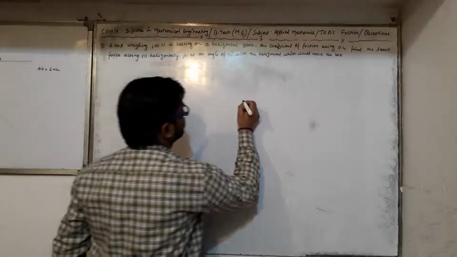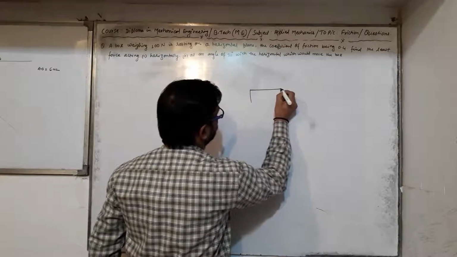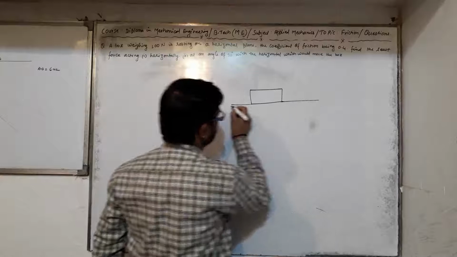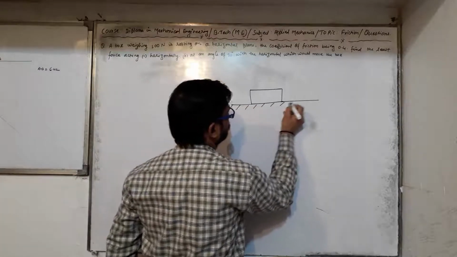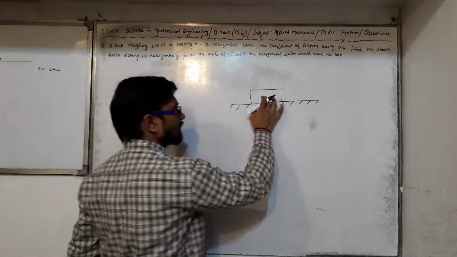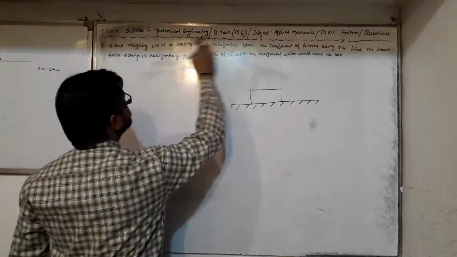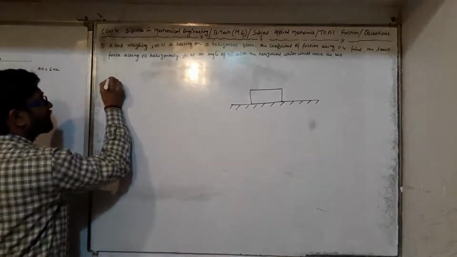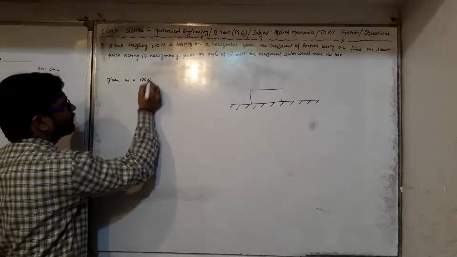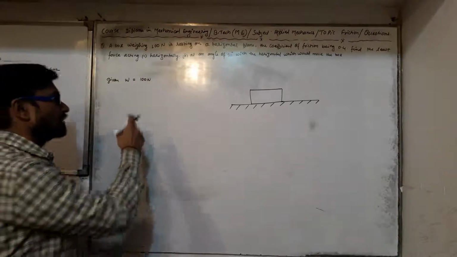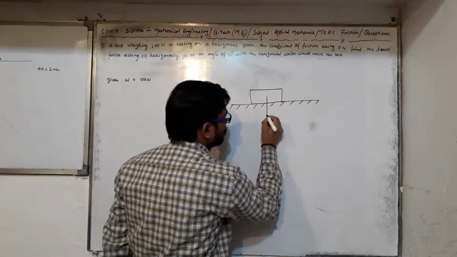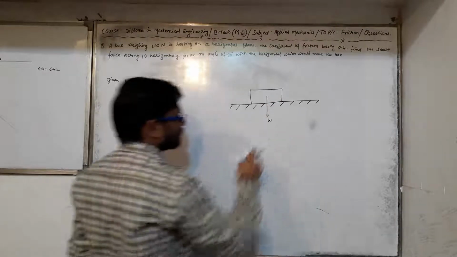Suppose there is a box which is kept on a horizontal plane. So here I am showing you the horizontal surface upon which the box is kept, and the weight of the box is 100 Newton. So first of all, I am writing here given weight W is equal to 100 Newton. As you know, weight is always acting in the downward direction when any object is kept here. So W amount of weight is acting in the downward direction.